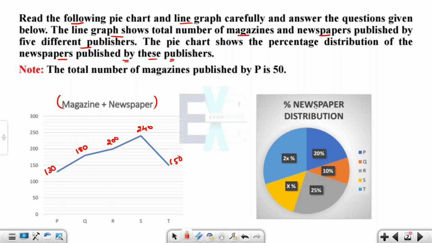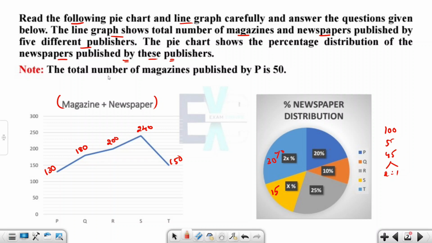Next thing, what about the newspaper distribution? So 20, 10, 25, X and 2X. So 30, 55. So the remaining out of 100 percentage: we have 55, so the remaining will be 45. If you want to divide 45 in the ratio 2X and X, X will be 15 percentage and 2X will be 30 percentage.